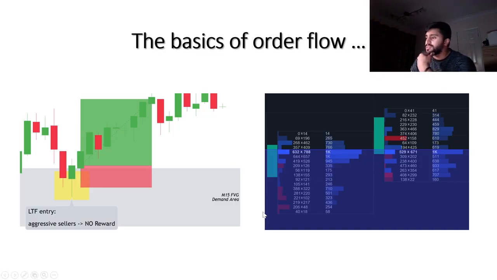We have a lot of aggressive sellers over here. When there's a lot of aggressive sellers trying to move the markets down and price fails to move down, this shows us that there's passive buyers sitting there. So there's more passive buyers than there are aggressive sellers. And this is the true information that gives you the true logic and narrative behind the fair value gap, if it's going to hold or if it's going to break. And this is the true nature of order flow, and this is how powerful it can be.